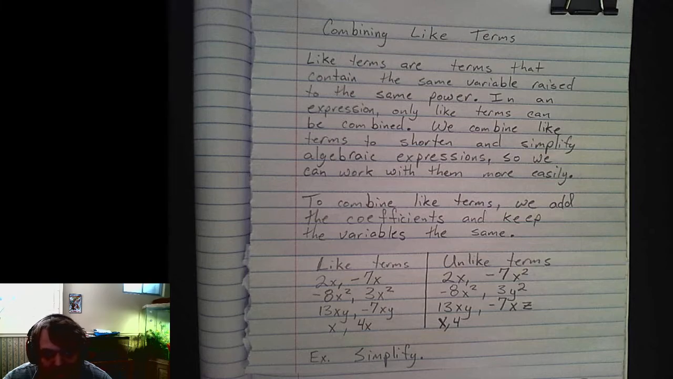To combine like terms, we add the coefficients and keep the variables the same. So remember, coefficients are the numbers in front of the variable. So those can be positive or negative.